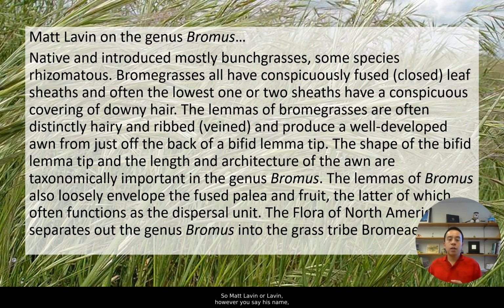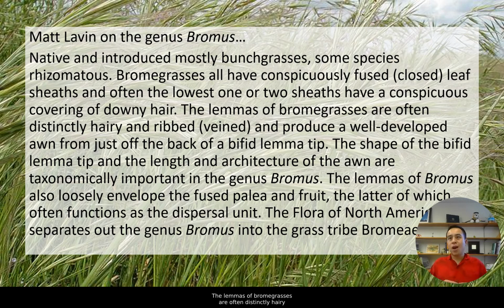So Matt Lavin, however you say his name, basically describes the genus Bromus as native and introduced, mostly bunchgrass species, and some which are rhizomatous. Brome grasses all have conspicuously fused leaf sheaths, and often the lowest 1 or 2 sheaths have a conspicuous covering of downy hair. So that means they're very fluffy and very hairy, but soft and not rigid, not the type of hair that stabs you.